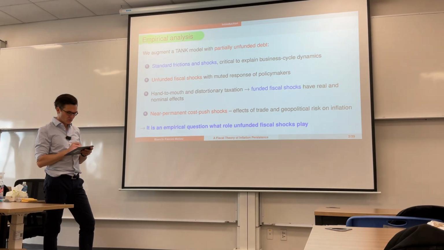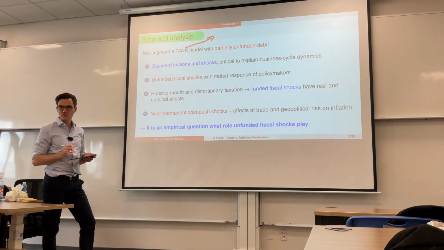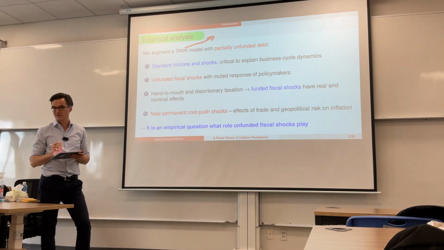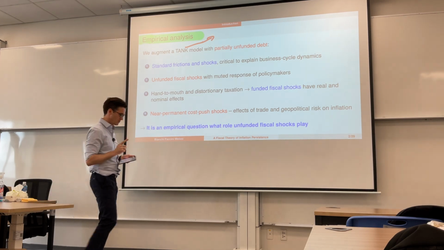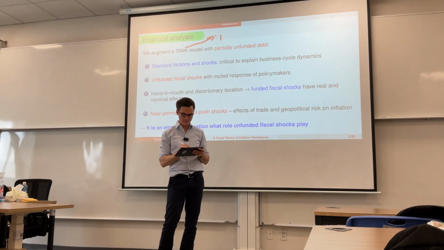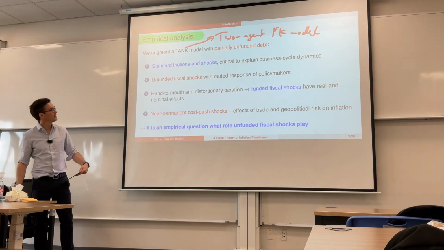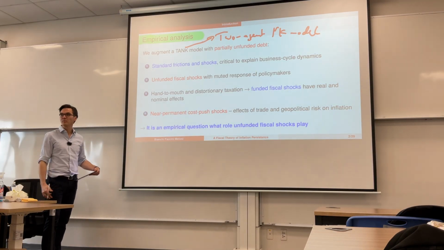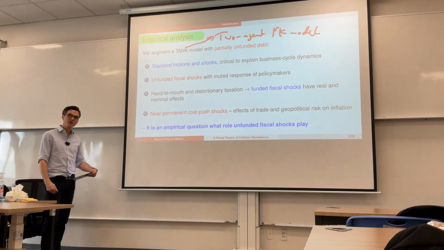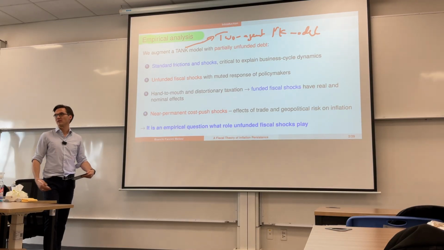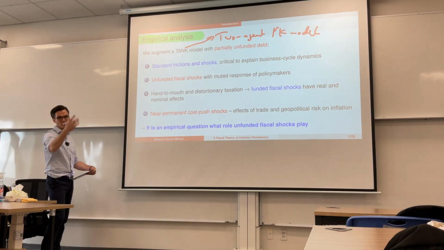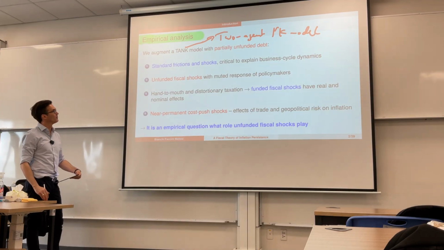And then they have a so-called TANK model. What does TANK stand for? Great. Wanted to know whether you read the paper. So this is a two-agent New Keynesian model. So they have poor people and rich people. They have poor hand-to-mouth people and rich people that are Ricardian, smoothing consumption over long periods of time.